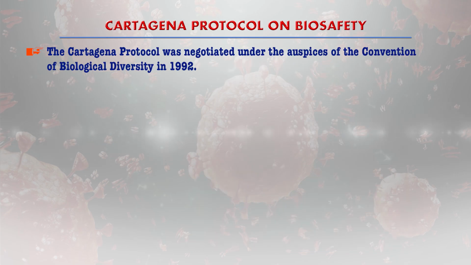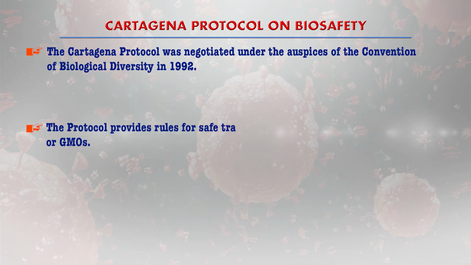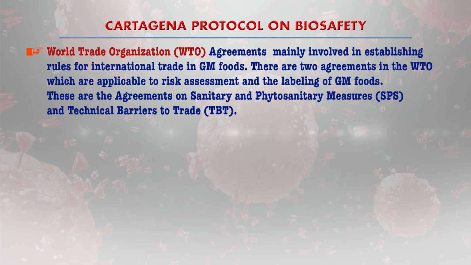The Cartagena Protocol on Biosafety. Now, this was negotiated under the auspices of the Convention on Biological Diversity in the year 1992, and this protocol provides rules for the safe transfer, handling and disposal of living modified organisms and genetically modified organisms. The World Trade Organization agreements, this is also an important thing which we need to know, and they were mainly involved in establishing rules for international trade in GM foods.